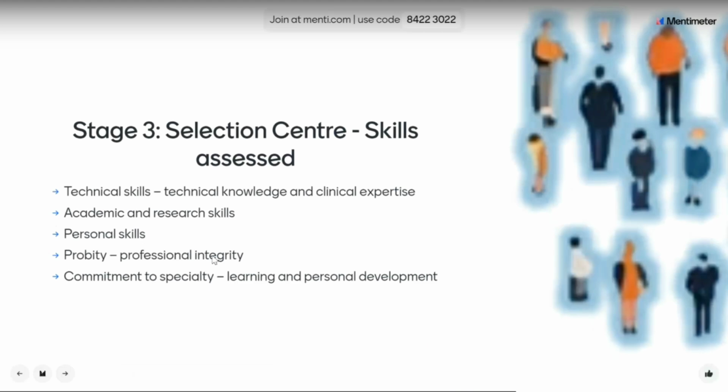And if you check the person specifications, which is already published, they've listed the personal skills that they're interested in. So time management, teamwork, and all your answers. They will not ask you, tell us about your technical skills or tell us about your academic skills. They'll ask you real life questions, and you're supposed to show that you have all these skills from your answer. Probity is professional integrity.